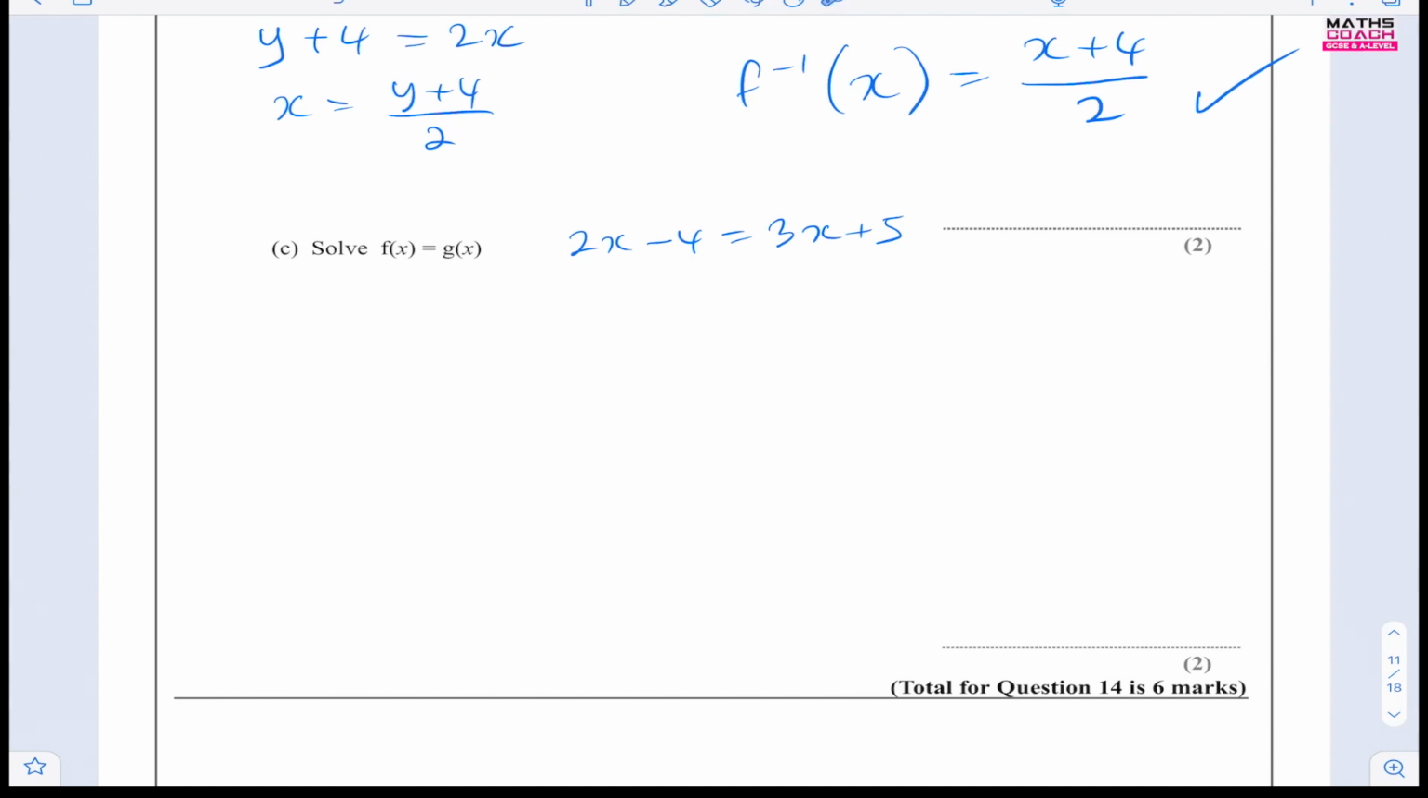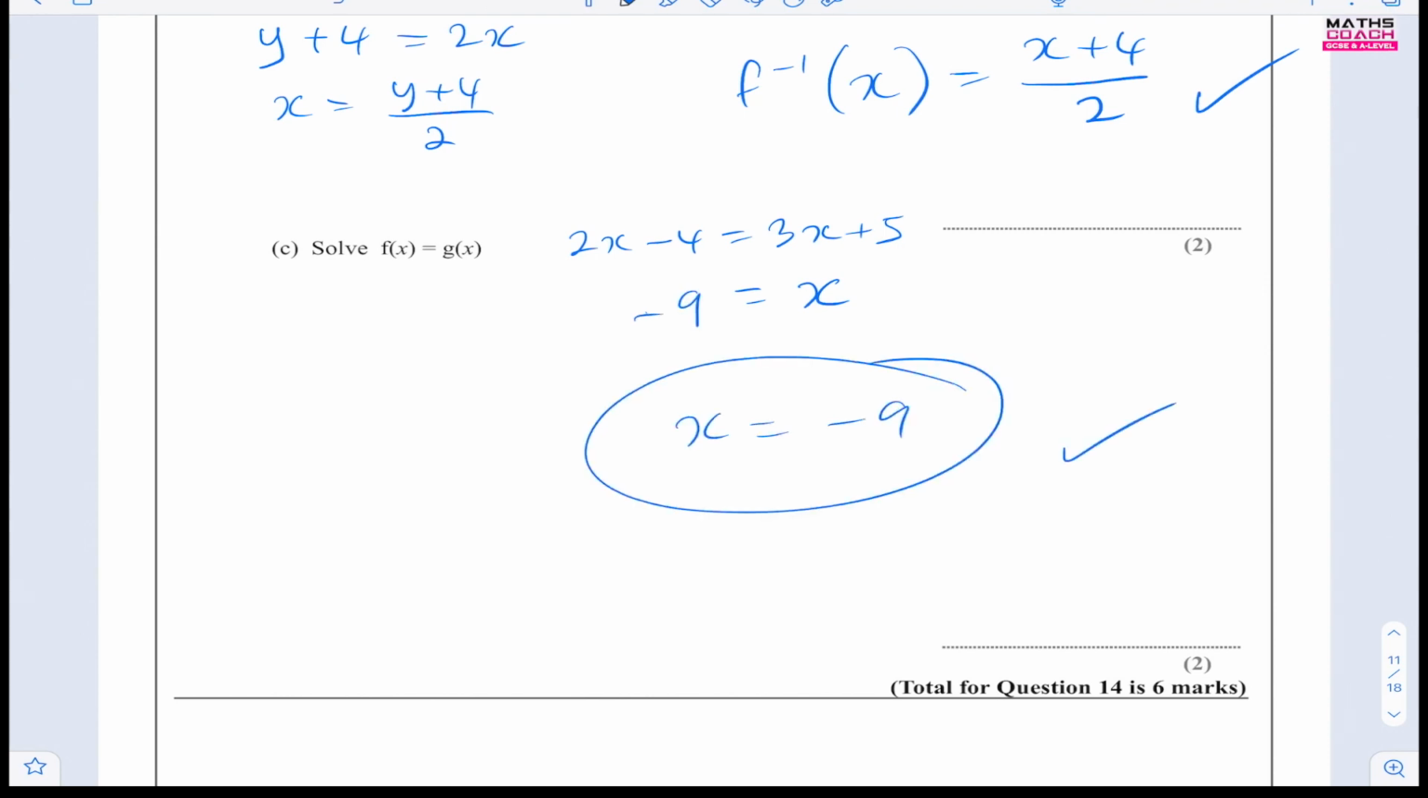So what we're going to do is we are going to take the smaller 2x over onto this side, and we're going to take this 5 over onto that side. So what do we get? On this side we are going to have 3x minus 2x, which is just x, and on the other side we are going to have minus 4 minus 5, giving us minus 9. So therefore x is equal to minus 9.